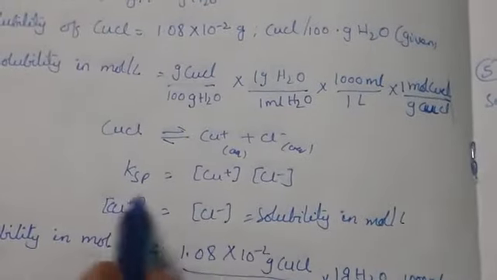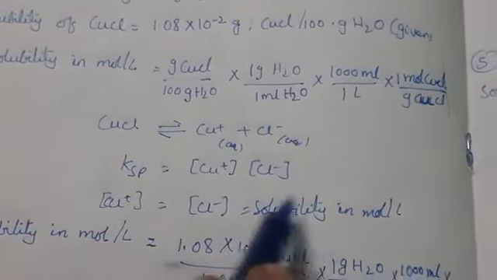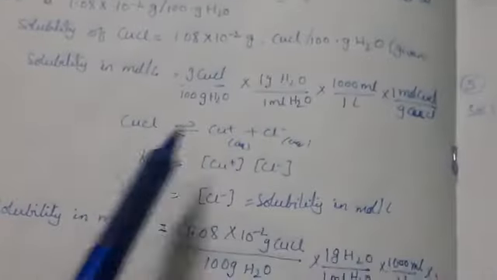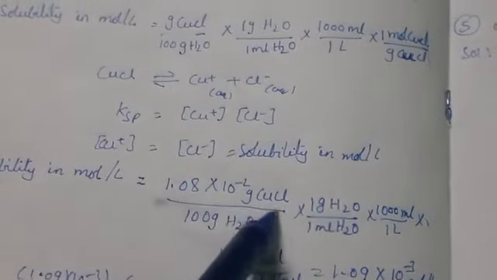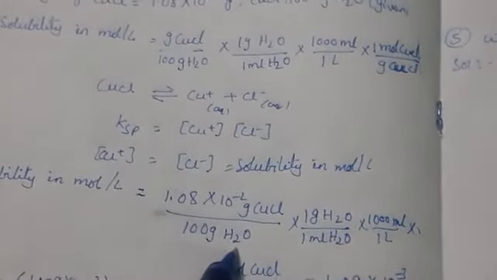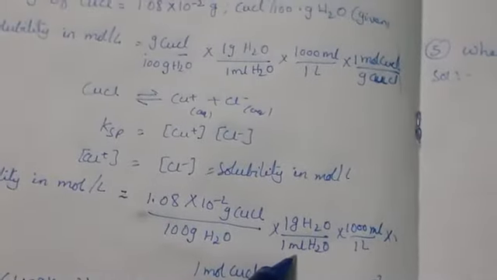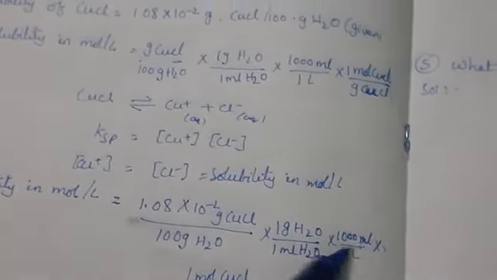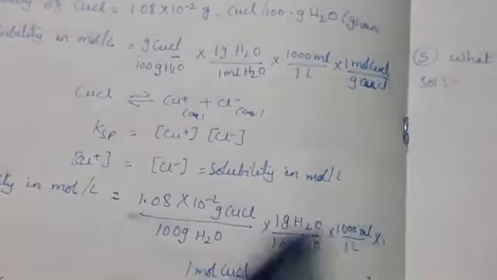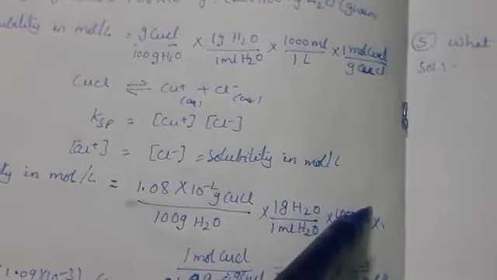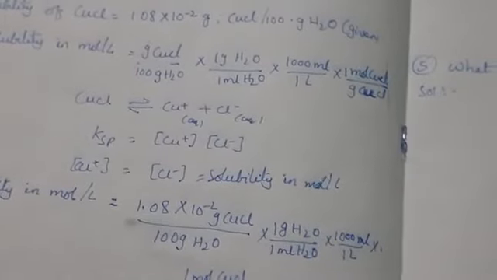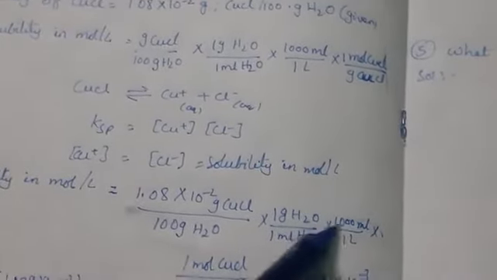So here we have to calculate the solubility in moles per liter. How much have they given for CuCl? 1.08 × 10^-2 grams CuCl per 100 grams of H2O. How much water are we taking? 1 gram is 1 mL of H2O, so here 100 mL per 1 liter. This is the formula of molarity: number of moles of solute per liter of solution. That's why we are calculating molarity here.